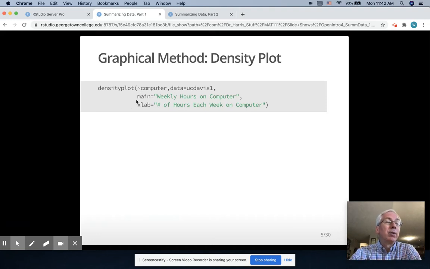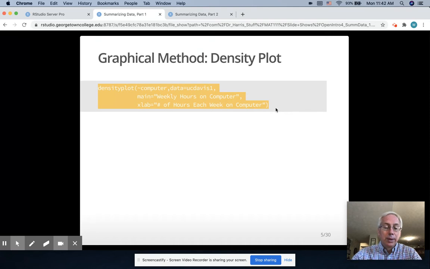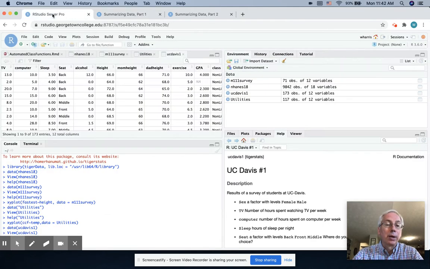It's at some level not too different from xyplot, which we saw in a previous slideshow. We first provide, in this case, just a single variable, and we use the tilde in front of it. So it's going to be tilde variable name, comma, data equals the set of data that it comes from. So it's going to be tilde computer, data equals UCDavis. And then we can dress it up just a little bit. Main is going to give a title to our density plot, and xlab is going to label the horizontal axis for us. And so we give a nice little title for our plot, and we describe what the variable on the horizontal axis is measuring. So again, I will copy and paste this into RStudio, and we'll take a look at what we get.